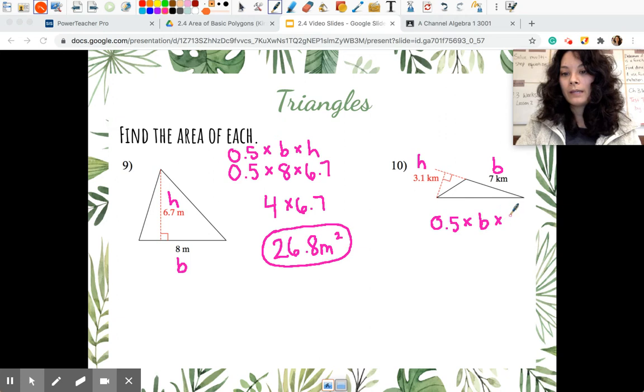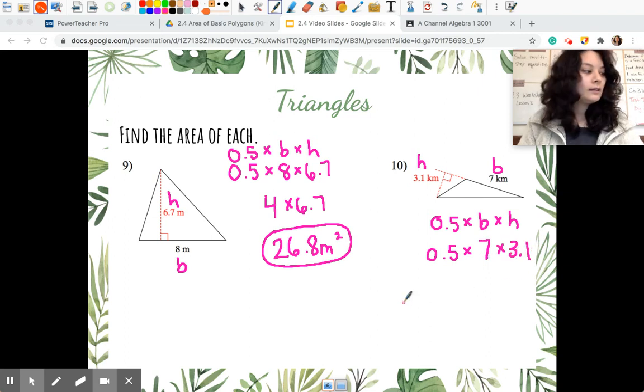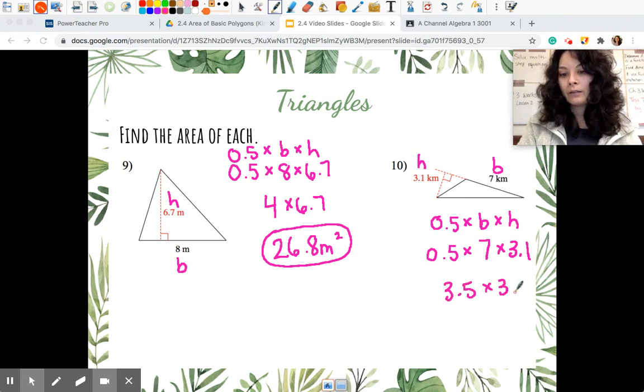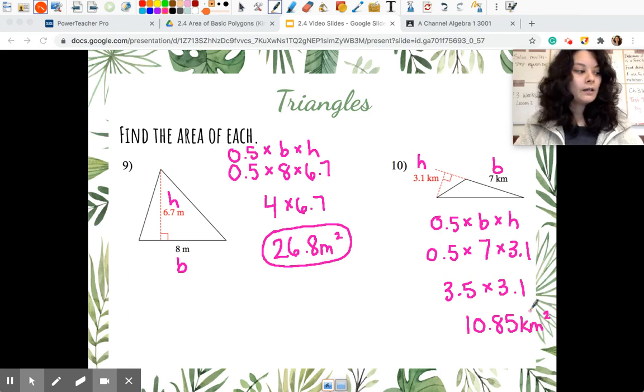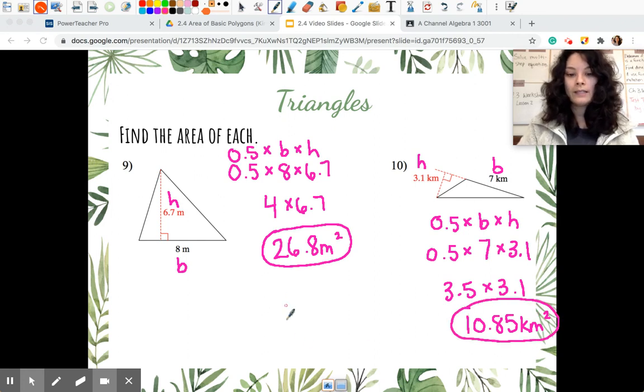1/2 times base times height. I'm going to replace those variables with numbers. So base is 7, height is 3.1, and I'm going to multiply left to right. 0.5 times 7 is 3.5. I bring down my times 3.1. If you're using a calculator, if you're really careful how you type everything, you can do all 3 numbers at once. But just as a PEMDAS review, I'll do it all in steps. And then the last thing I'm going to get after I write my answer are the units. Kilometers squared is what I want to add at the end.